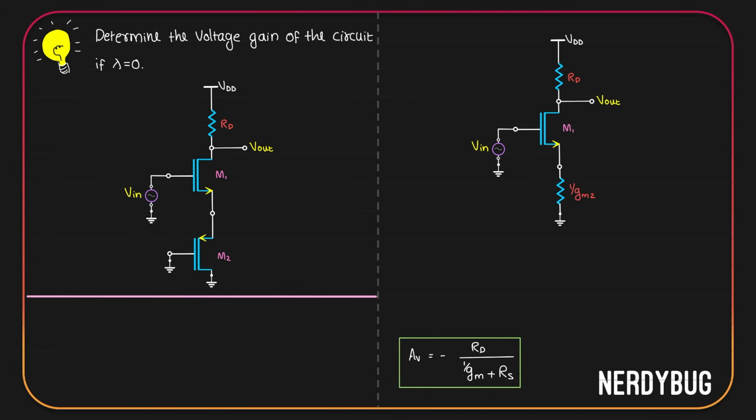Voltage gain will be RD divided by 1 by GM plus RS. Here we have RD, so RD will be the same. 1 by GM, we are talking about the transconductance of the transistor over here, M1, so we will call it 1 by GM1. Instead of RS, what we have over here is 1 by GM2. So the gain is going to be negative of RD divided by 1 by GM1 plus 1 by GM2.